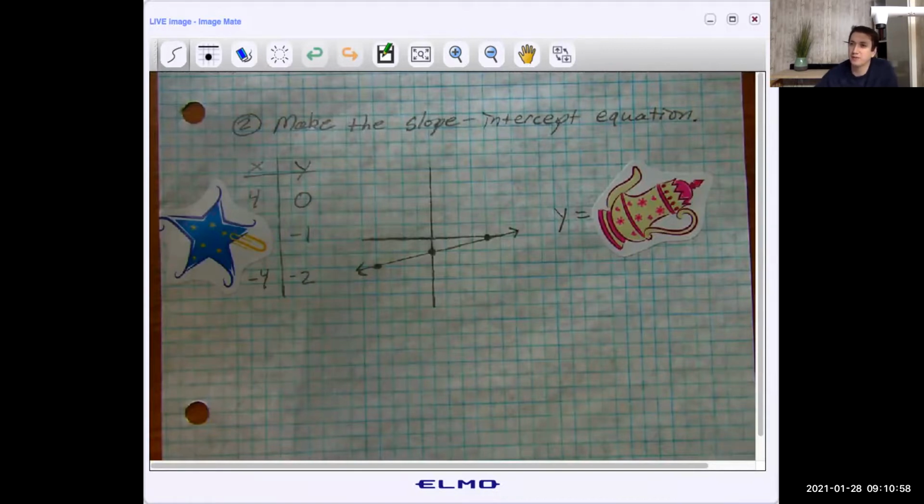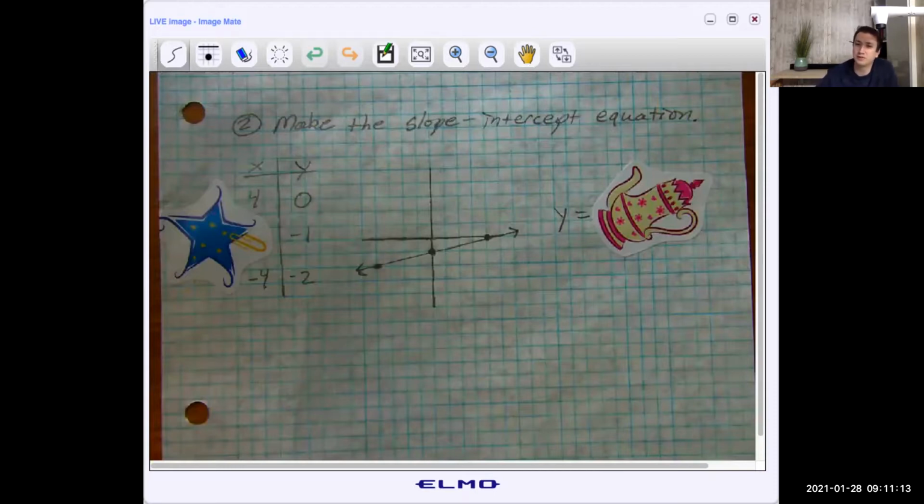Okay, I see two of you saying that in the table, the missing number is a 0. Yep, I'd agree. That looks right to me. And then we're working on the equation.